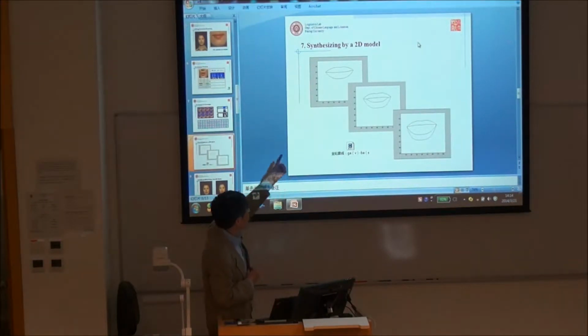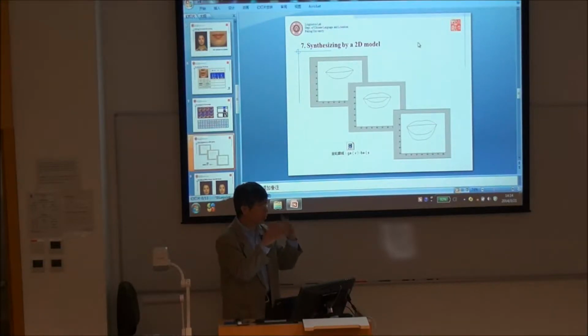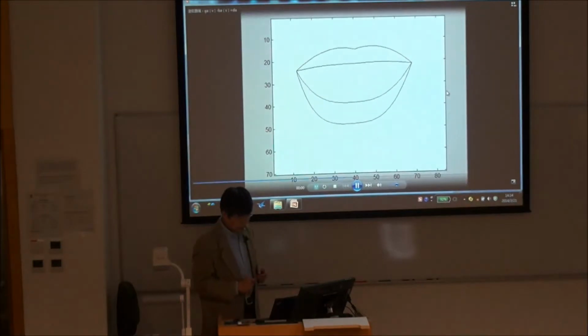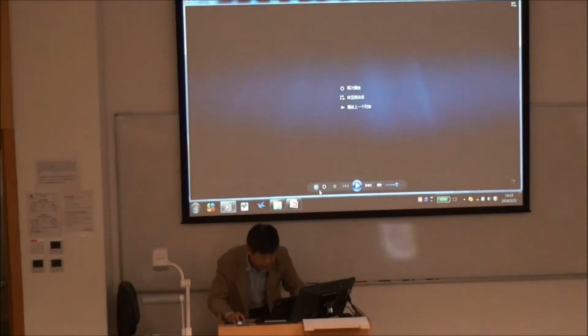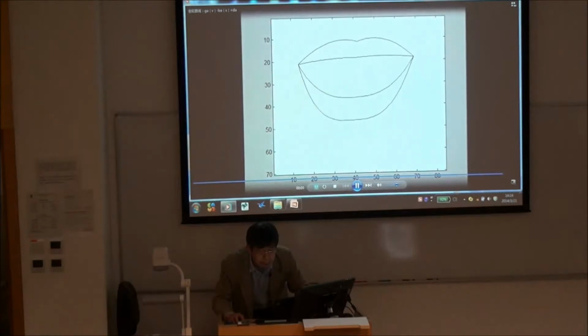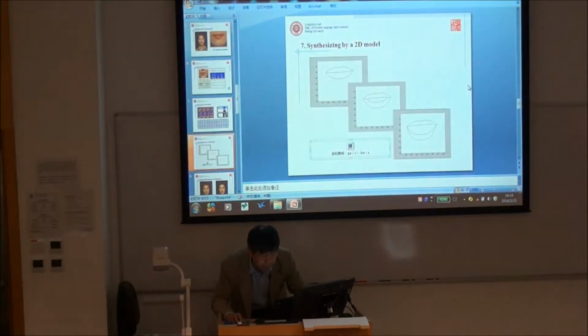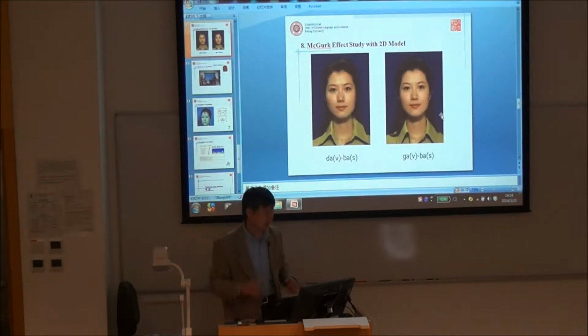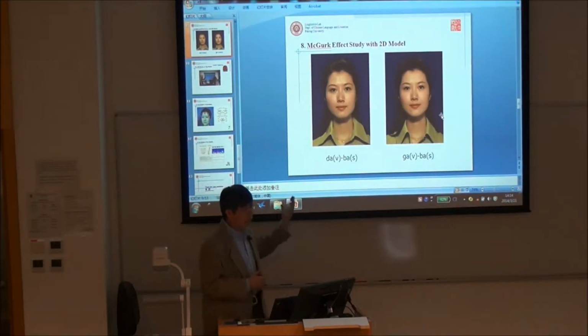Now, from here, you can see we set up a model. By this model, we can synthesize all the Mandarin lip movement like this. I will show you an example. Now, they are all techniques.